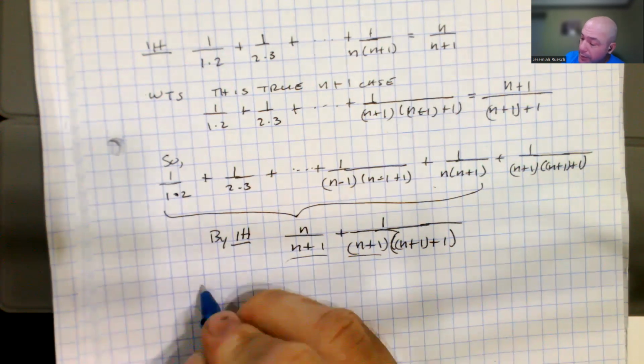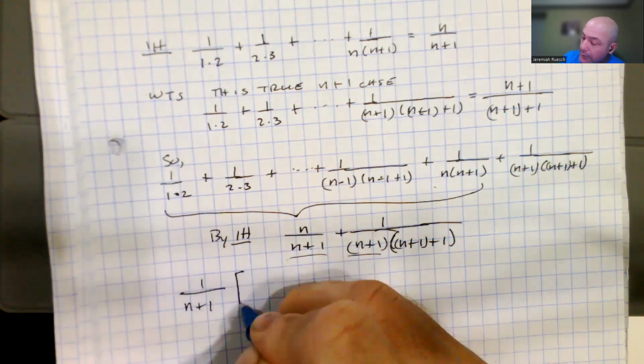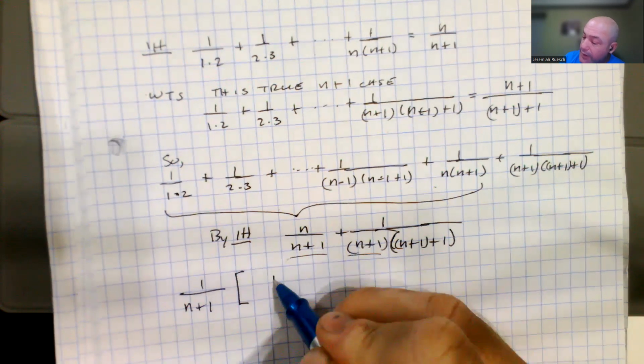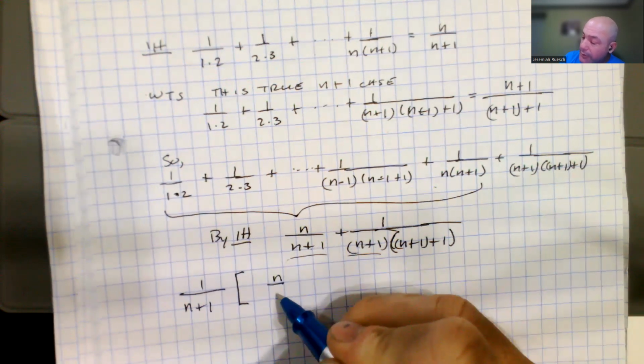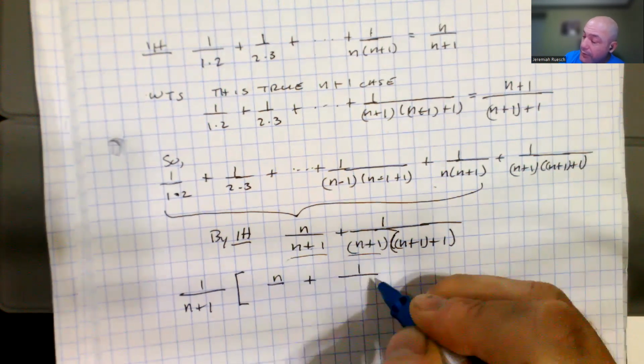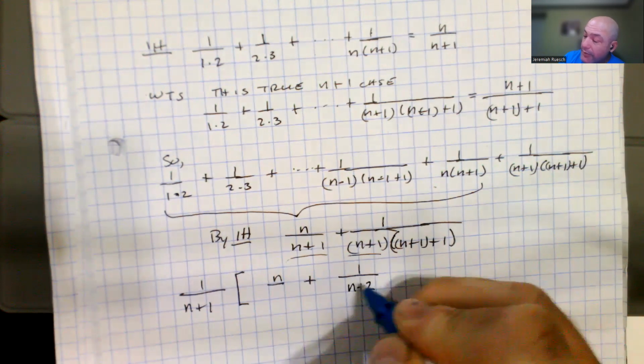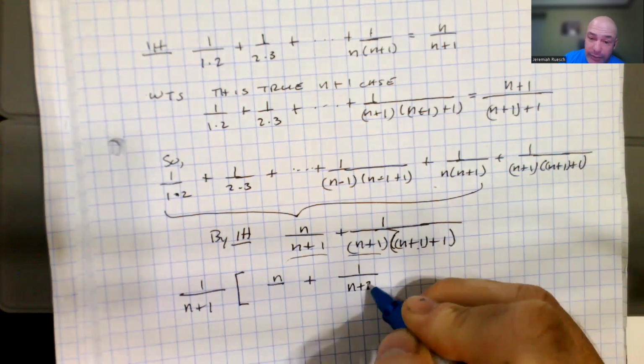So I'm going to pull those out. 1 over n plus 1. Okay, so what do I have left over? Well, this is gone, so it's just n over something plus, and this is gone, so I have 1 over, what's this, n plus 1 plus 1? Well, I'm going to simplify that because n plus 1 becomes n plus 2.